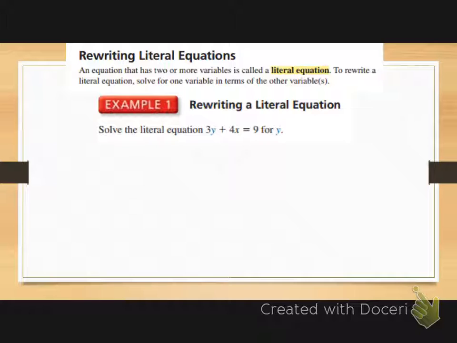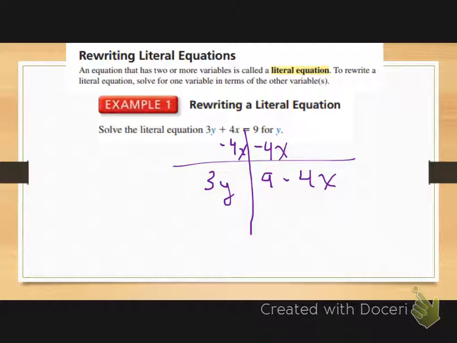So right now we want to solve this literal equation, 3y plus 4x equals 9 for y. You're just going to solve this the same way you solve other equations. Right now we want to isolate the y. Just remember what you're wanting to isolate. So in order to isolate the y, we're going to subtract 4x from both sides. So that's going to give us 3y on this side, and then 9 minus 4x on this side.